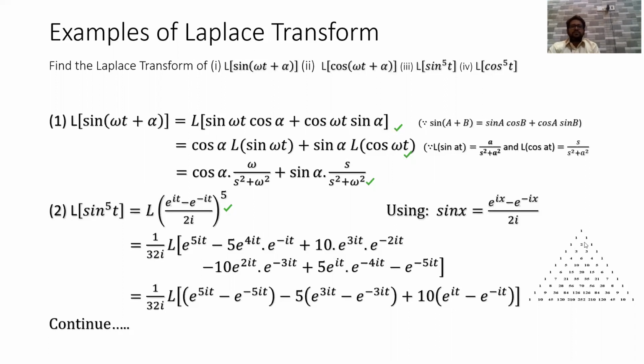1, write down as it is, 1 plus 1 is 2, and 1. Then 1, write down as it is, 1 plus 2 is 3, 2 plus 1 is 3, and 1. Here 1 as it is, 1 plus 3 is 4, 3 plus 3 is 6, 3 plus 1 is 4, and 1 as it is. Then 1, 1 plus 4 is 5, 4 plus 6 is 10, 6 plus 4 is 10, 4 plus 1 is 5, and 1 as it is.